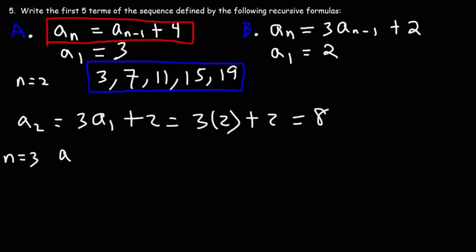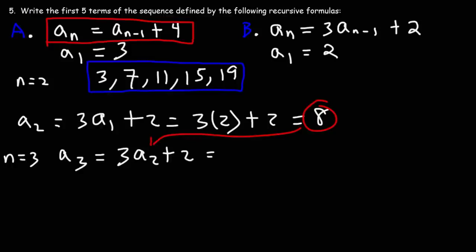When n is 3, we have this equation. A sub 3 is equal to 3 times a sub 2 plus 2. So we're going to take 8 and plug it in here to get the third term. So it's 3 times 8 plus 2. 3 times 8 is 24 plus 2, that's 26.